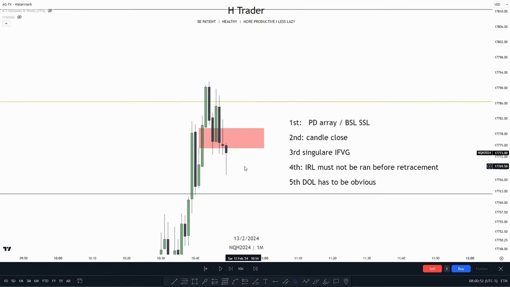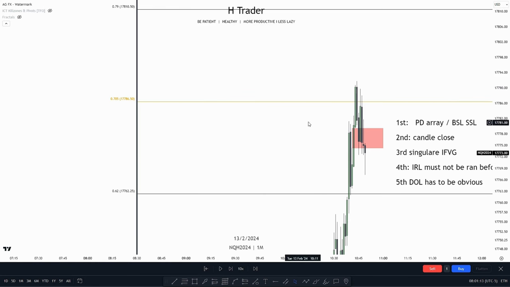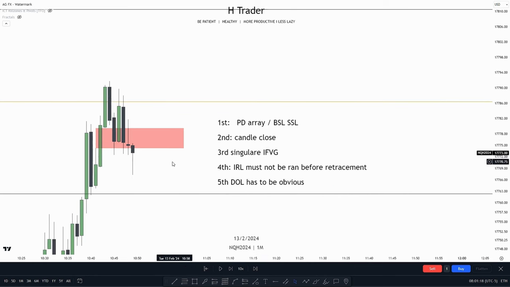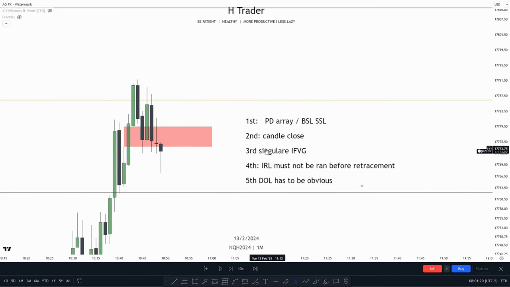Here on the 1-minute time frame, we can now start looking for a potential trade entry as we have fulfilled all the criteria on the entry checklist other than just the trade entry, for which we want to use our model. So the first model I'm going to use is the inversion failure gap model. And the criteria is, first of all, we want to see price deliver from a P array or take out buy side liquidity slash sell side liquidity. In this case, price is delivering from a P array that's within an OTE cycle. We want to see a candle close below the failure gap, creating an inversion failure gap. Third, it has to be a singular failure gap that gets inversed and becomes an inversion failure gap.